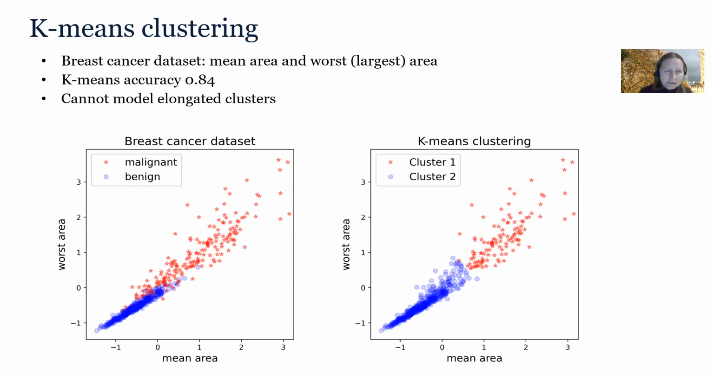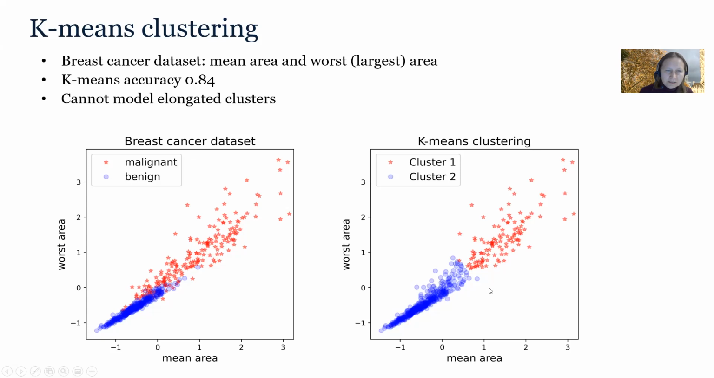Let's take another example. We now take a different pair of features, and it will be mean area and worst area. So that means largest area. And we see that the clusters are elongated in this case. And also it seems that these two features are quite strongly correlated. So k-means kind of works. We have accuracy 0.84, but the split doesn't look quite right.